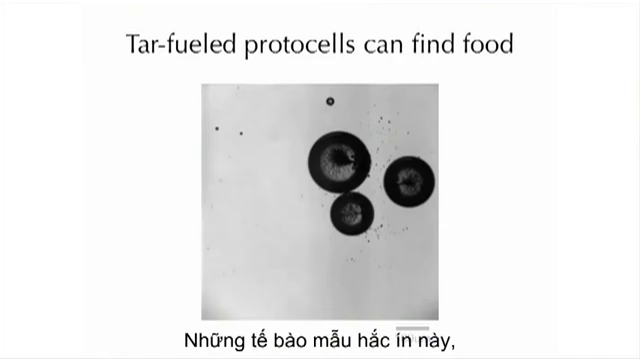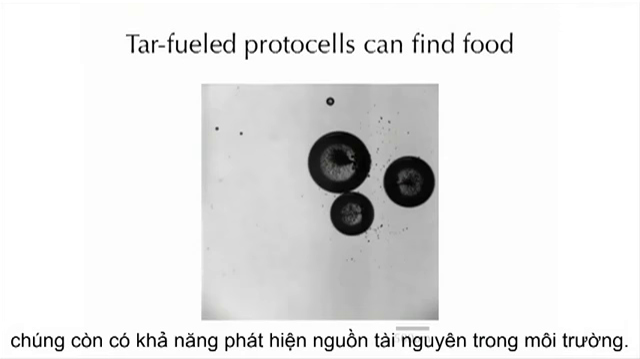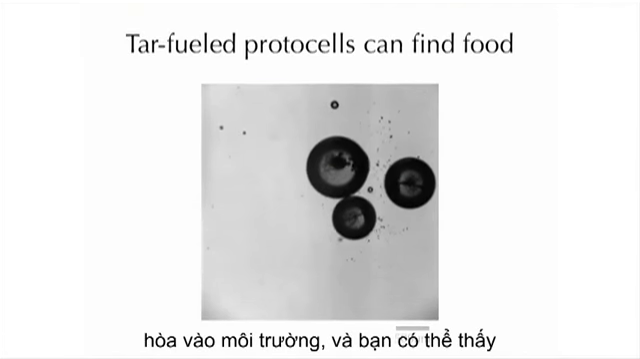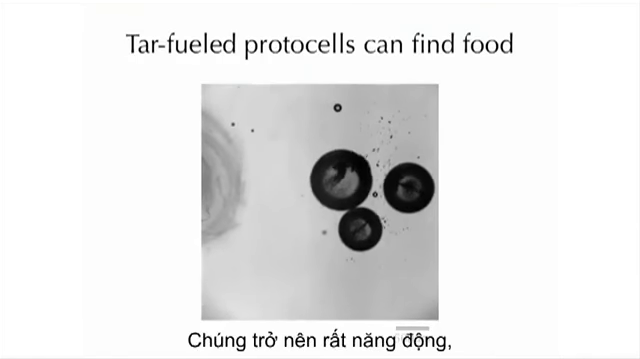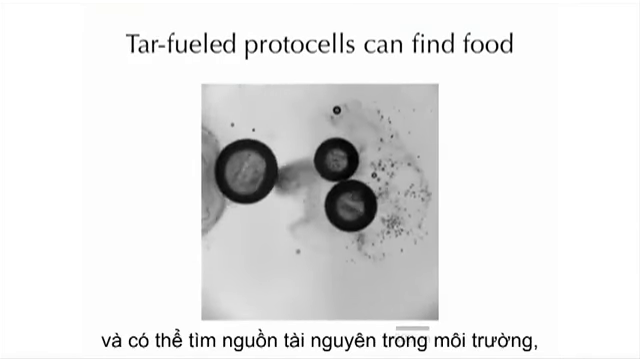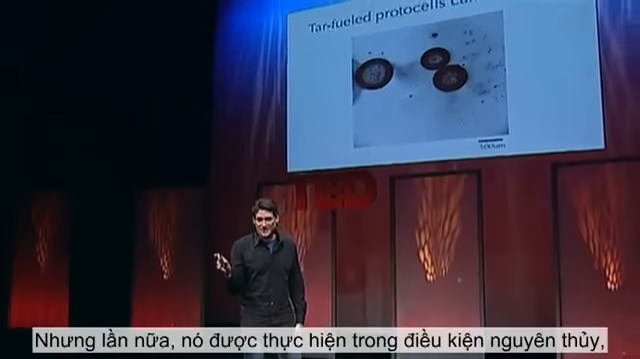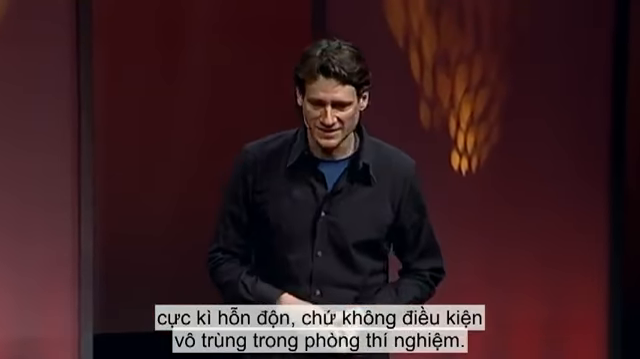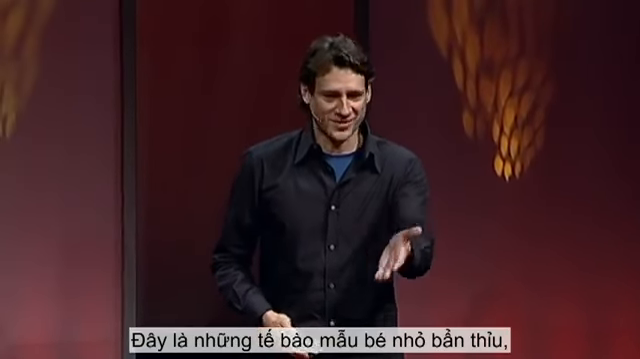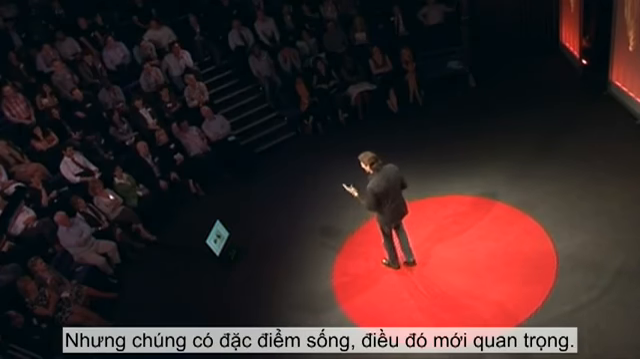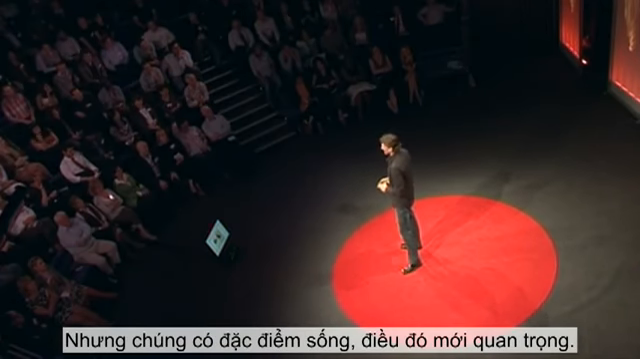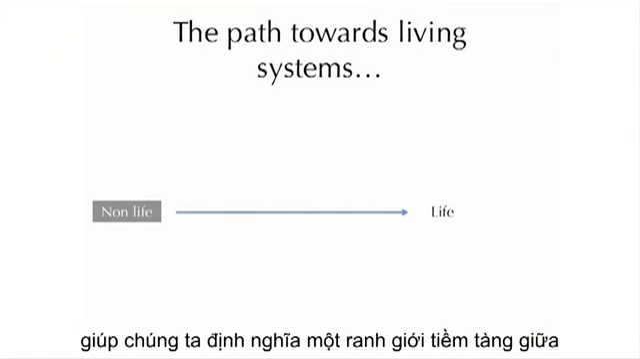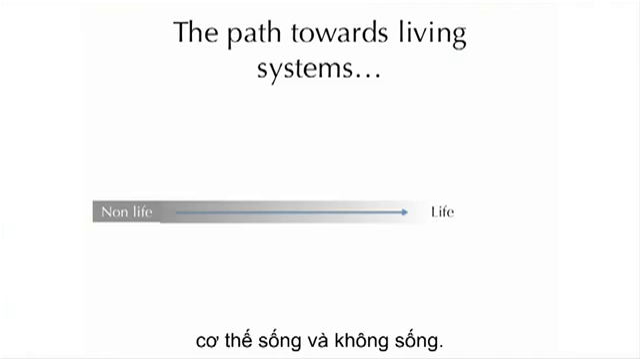These tar-fueled protocells are also able to locate resources in their environment. I'm going to add some resource from the left here that diffuses into the system, and you can see they really like that. They become very energetic and able to find the resource in the environment, similar to what we saw before. But these are done in primordial conditions, really messy conditions, not sterile laboratory conditions. These are very dirty little protocells, as a matter of fact. But they have lifelike properties, is the point. So doing these artificial life experiments helps us define a potential path between non-living and living systems.